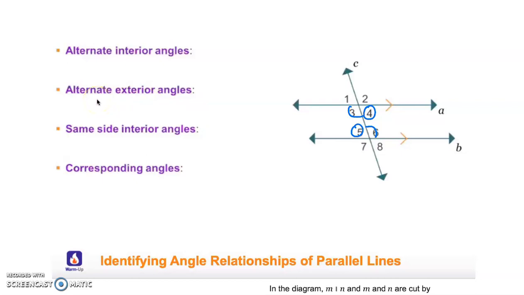Alternate exterior, remember those are the ones on the outside and opposite sides. So 2 and 7 are alternate exterior. What are the other alternate exterior angles? In this case, they're 1 and 8.